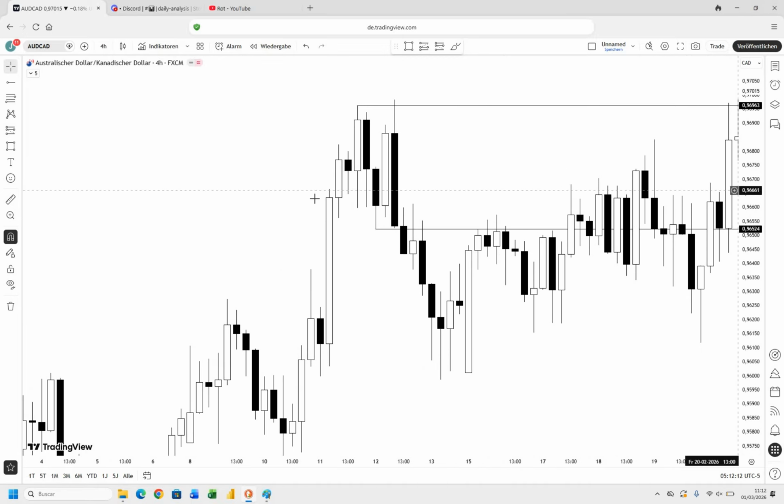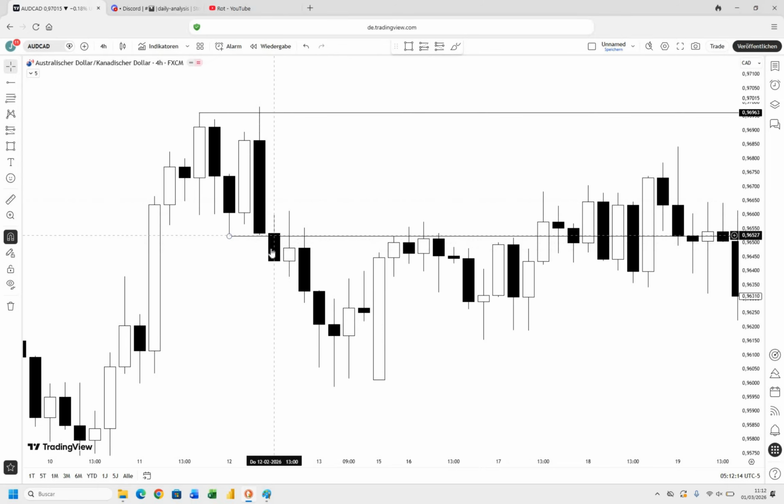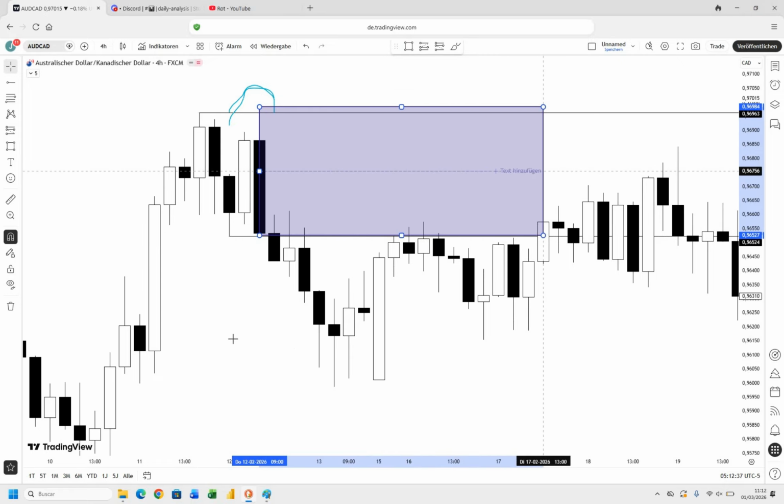We have break of structure with this black candle. So we have 1, 2, 3, 4 candles, okay? This black candle's wick is the highest point in this break of structure, okay? So we are actually looking at those candles right now here. So where we have the order block is the highest candle, okay?